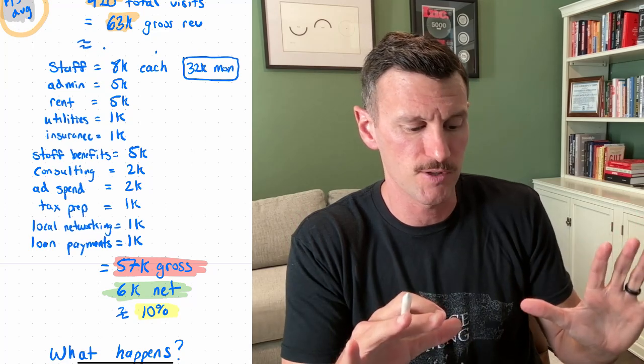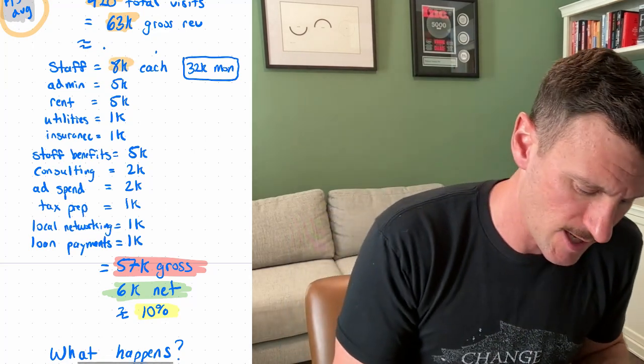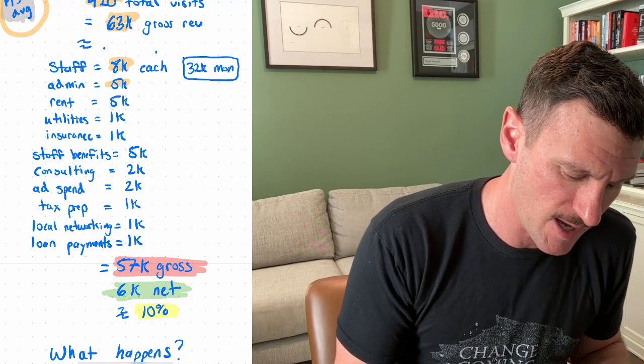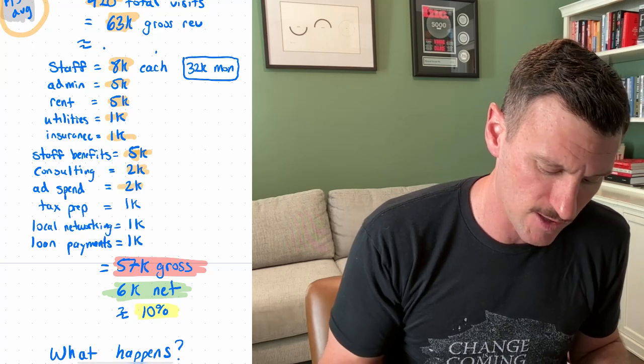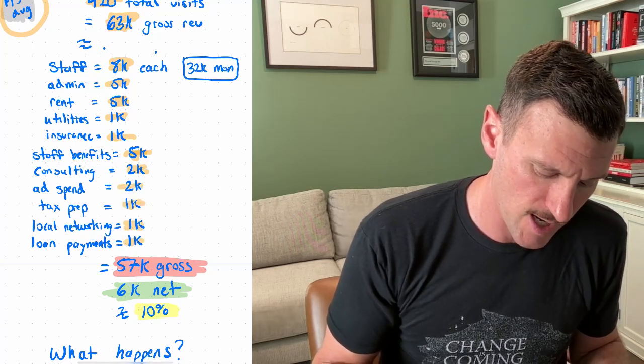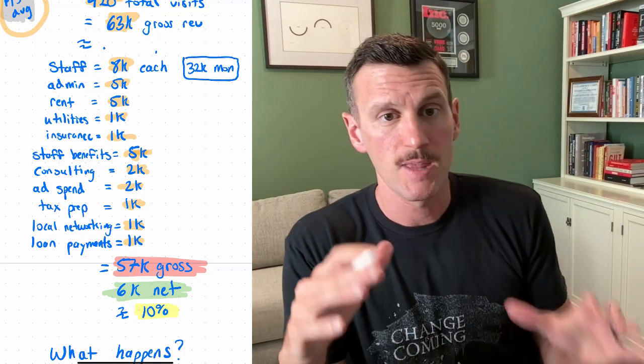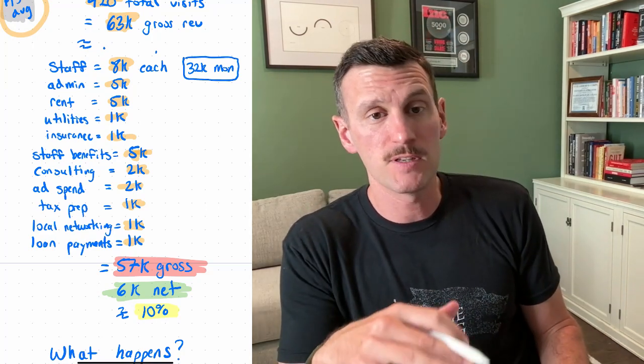In this scenario, the same as the previous business. So let's just leave it the same for this scenario. So everything's the same. Same staff pay, same admin, rent, utilities, insurance, benefits, consulting, ad spend, tax prep, local marketing, and loan reimbursement. Your overhead is still $57,000.